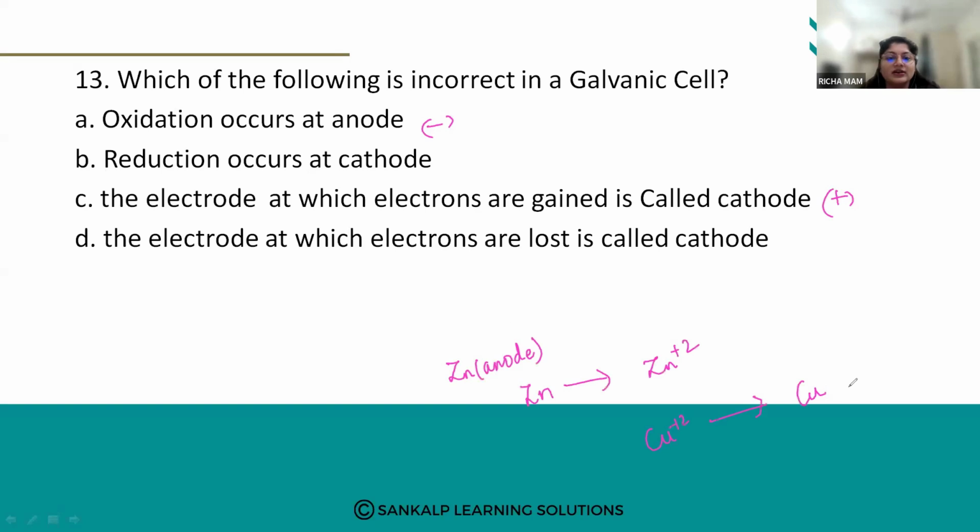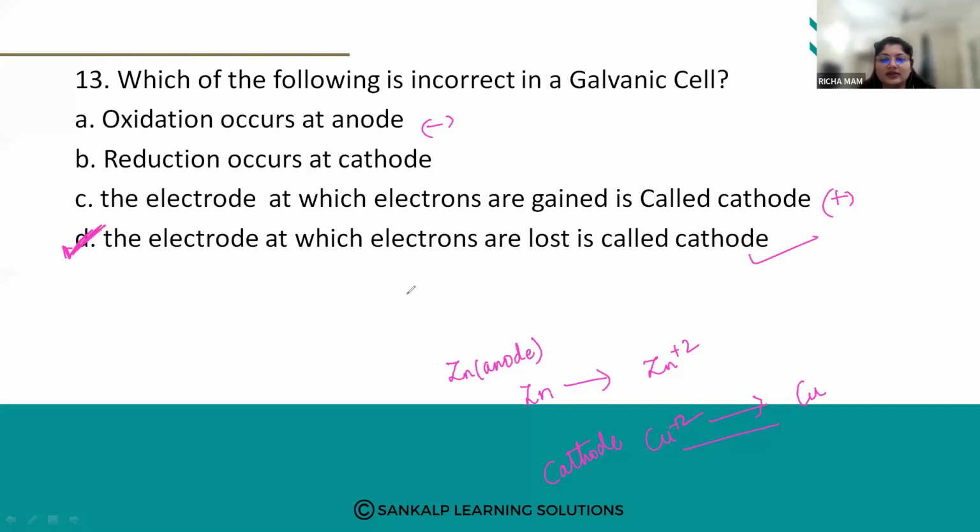So there will be what? Here the electrons are lost, right? At cathode, the electrons are gained. So what is the answer? The electrode at which the electrons are lost is called the anode. Yes, option number D is the incorrect statement. Very good.